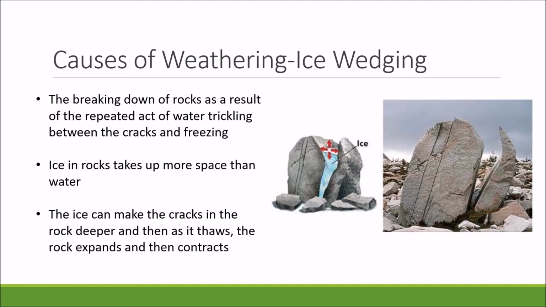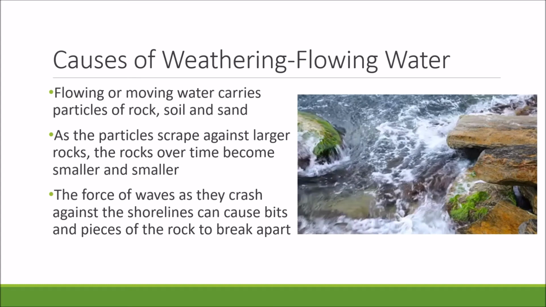The next cause of weathering is flowing water. So flowing or moving water carries particles of rock, soil, and sand. As the particles scrape against larger rocks, the rocks over time become smaller and smaller. The force of the waves as they crash against the shorelines can cause bits and pieces of the rock to break apart. So as you see in this photo, we have flowing water and it is moving those little bits of rock. That's why the rock looks smooth in that picture on the right, because a lot of that flowing water has been breaking off pieces of the rock and carrying it with it through the water.